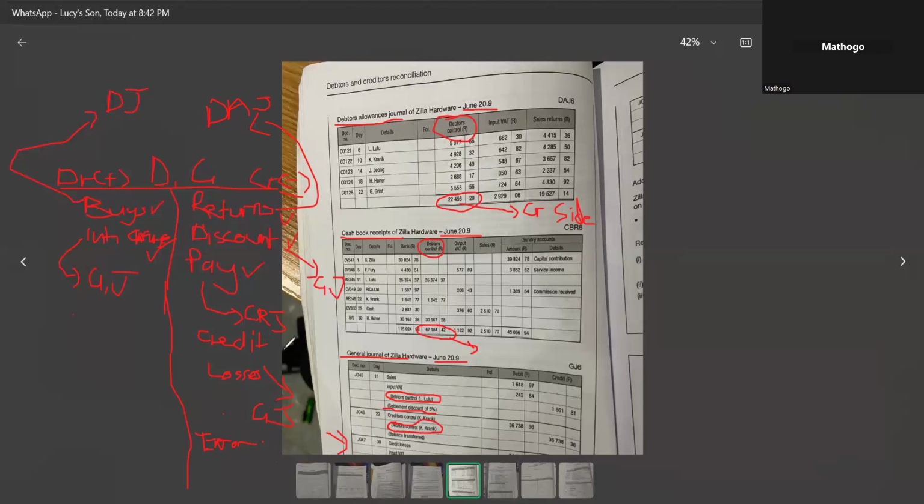Okay. And then additional info, what are they saying? Zilla Hardware received a bank statement on the 30th June 2019. The following entries appeared on the bank statement. H. Horner had deposited the amount owing directly into the bank account on 30 June 2019. Okay, do we have the bank statement somewhere?